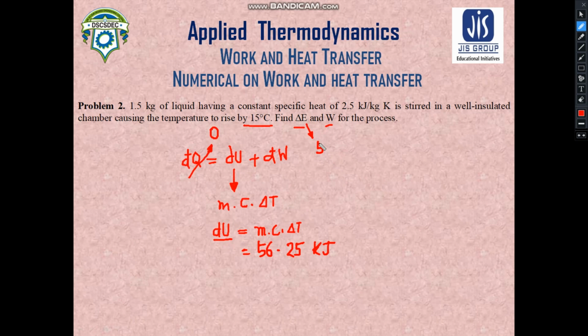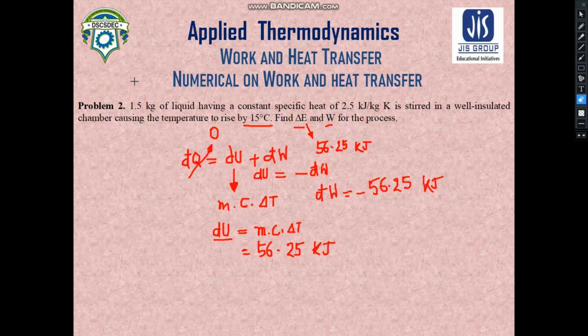It will be 56.25 kilojoule, and if this dq becomes 0, then du obviously will be equal to minus dw. So from this understanding we can calculate the value of dw as minus 56.25 kilojoule. So the work is done by the surroundings on the system. This is the important understanding you need to make from this problem here.